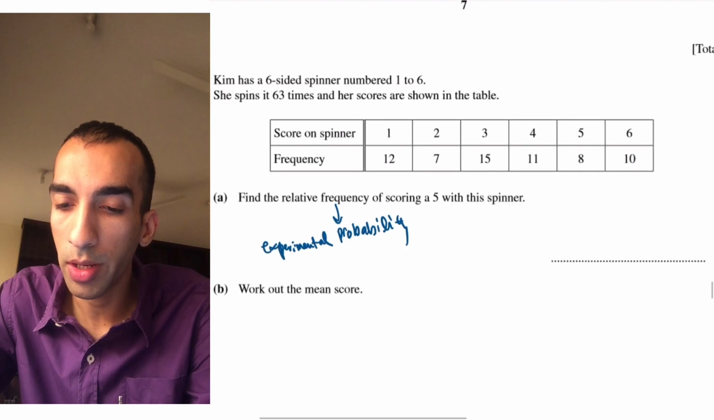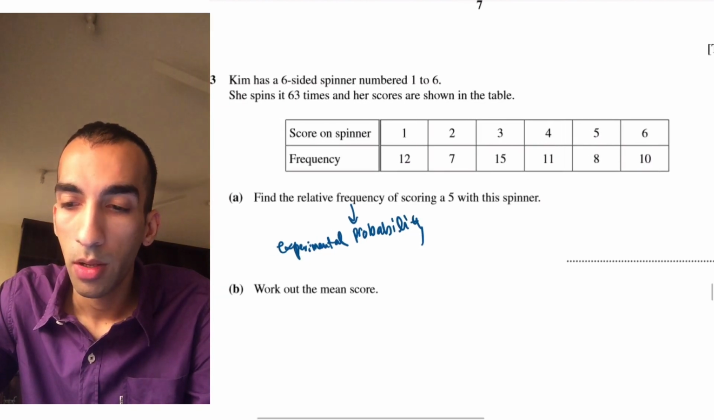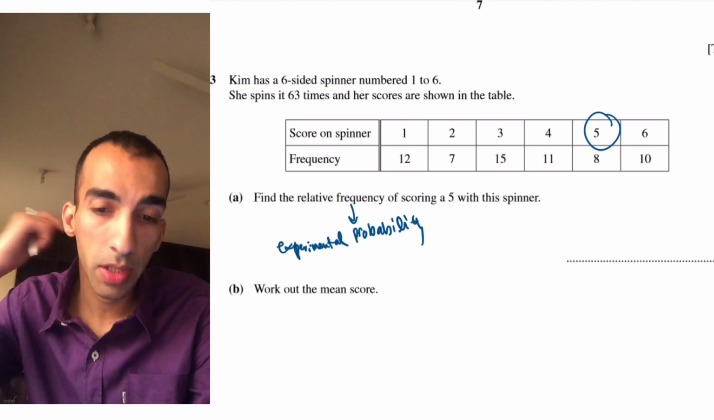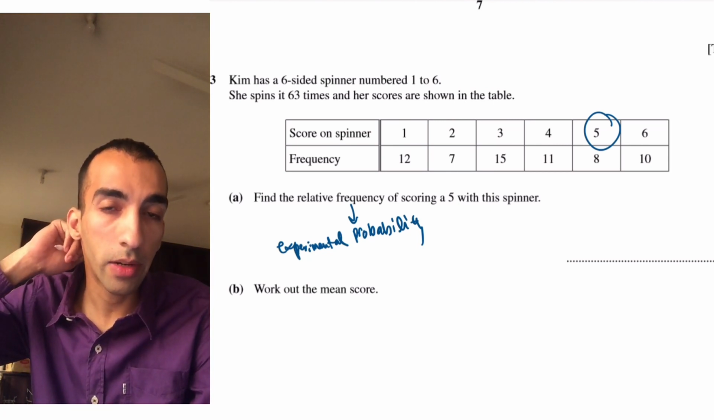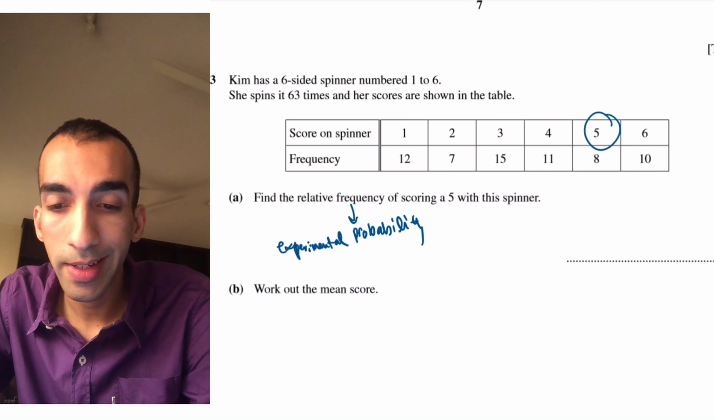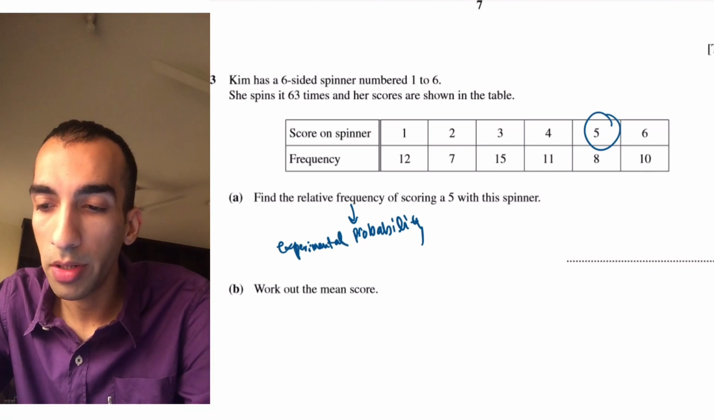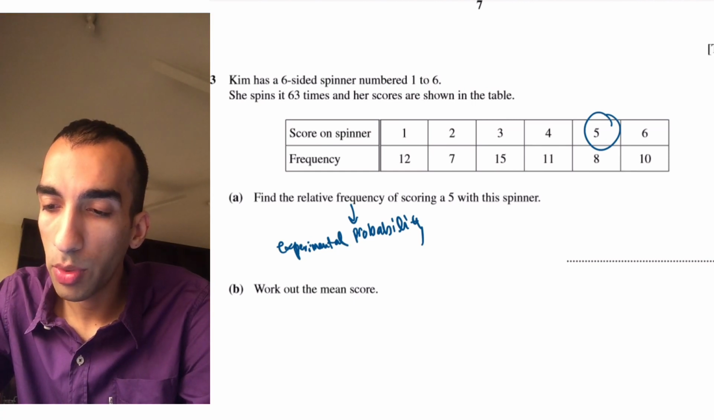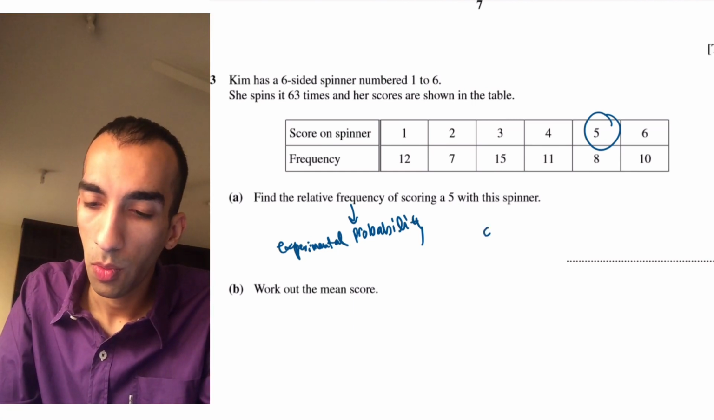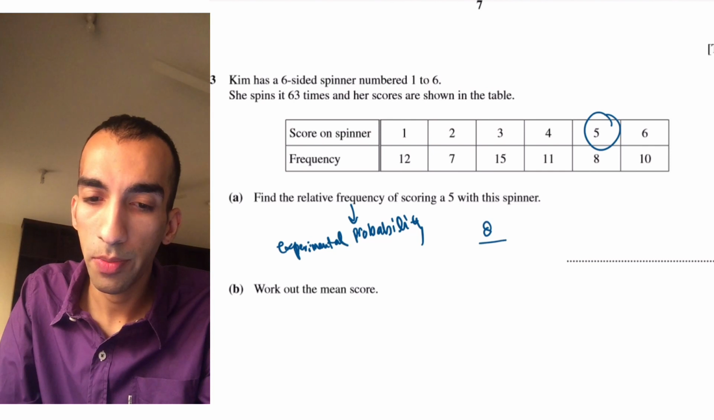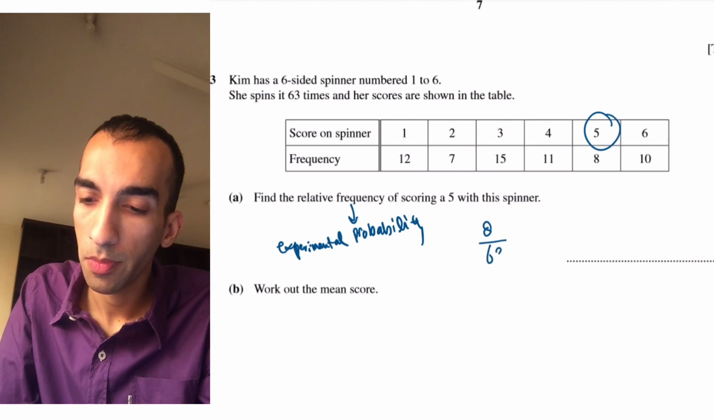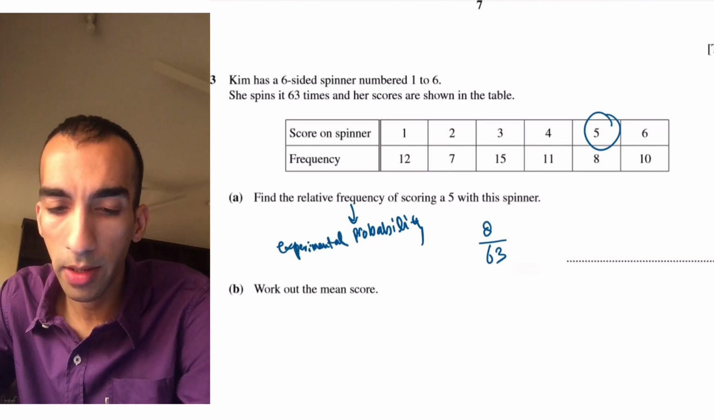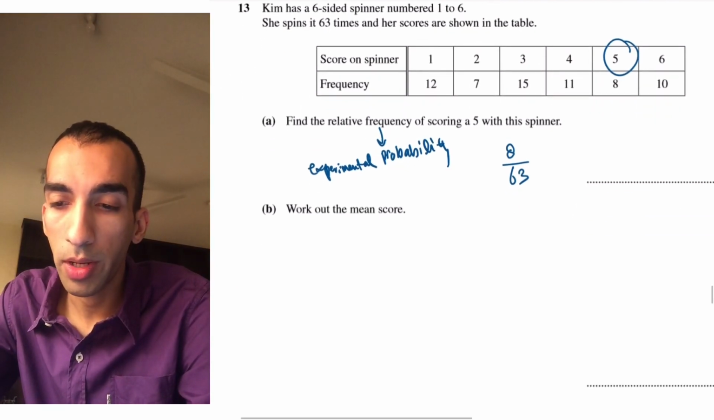Find the probability of scoring a 5 with this spinner. This is 5. Kim has a 6-sided spinner numbered 1 to 6, so it's kind of like a die. She spins it 63 times, and the scores are shown in the table. Alright. Find the relative frequency of scoring a 5 with the spinner. 8 over 63, and we can't simplify that any further. We can't. So that's the probability of scoring a 5.